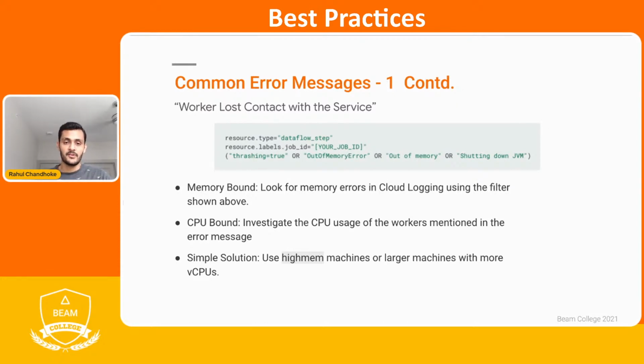If it was not an out of memory issue but possibly a CPU bound pipeline, then you can try to investigate the CPU usage. In the job metrics that you might have seen in the previous sessions today, you see the CPU utilization of the workers running your pipeline. You can check if your worker is continuously being throttled at close to 100% CPU utilization.